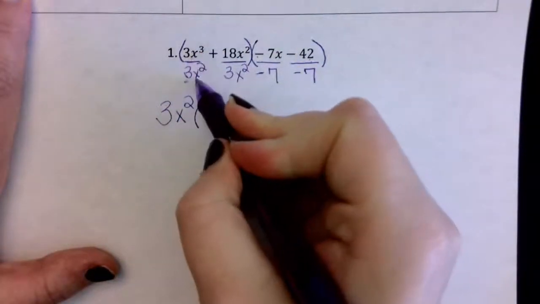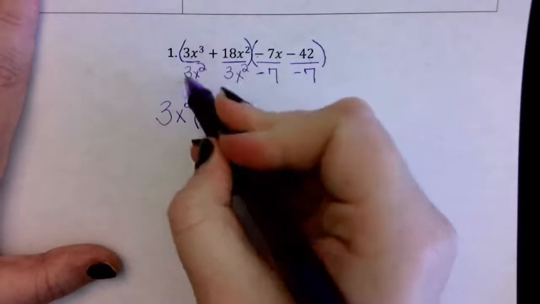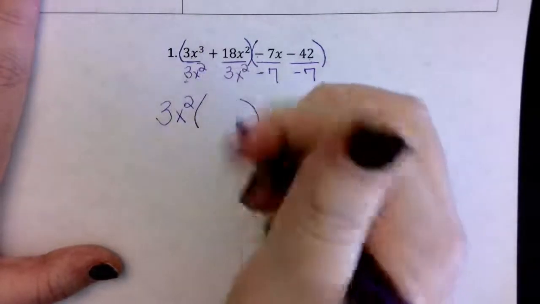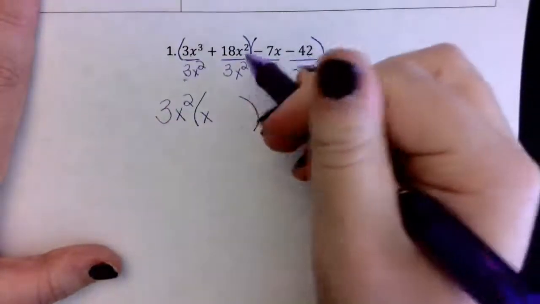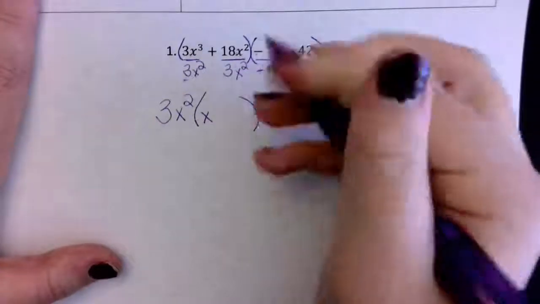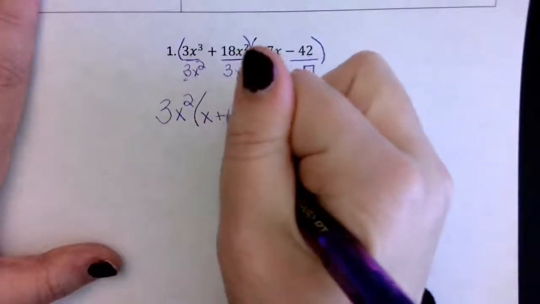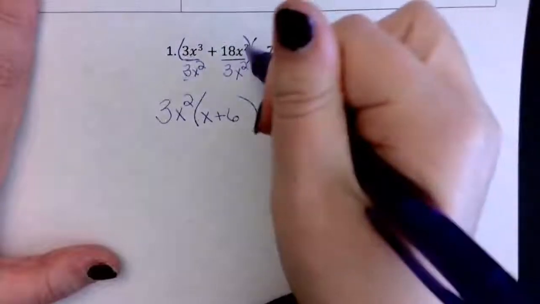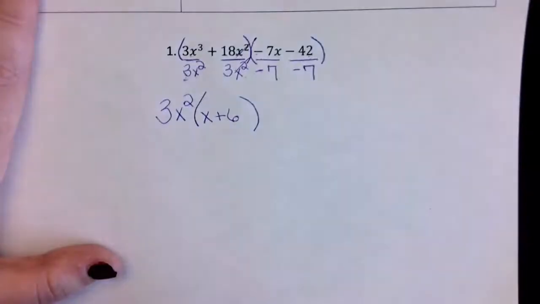3x cubed divided by 3x squared: 3 divided by 3 is 1. X cubed divided by x squared is x. 18 divided by 3 is 6. X squared divided by x squared simplifies out to just be 1.